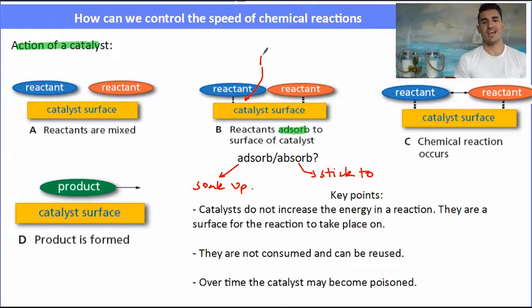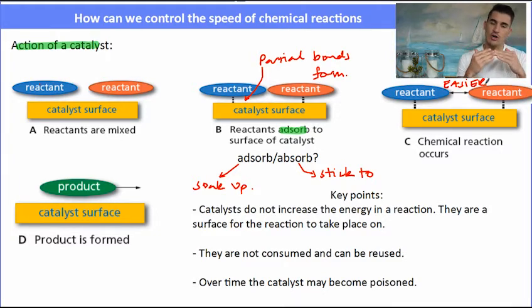So the particles adsorb to the surface of the catalyst. They make a partial bond with the surface of the catalyst. When they're in that arrangement, it makes it easier for those two reactants to now collide and have a chemical reaction. They've been put into a more familiar orientation. So the reaction occurs on the surface of the catalyst, the products are formed, and then the products move off, allowing the catalyst to regenerate itself.